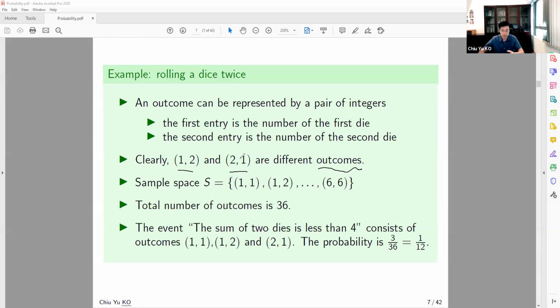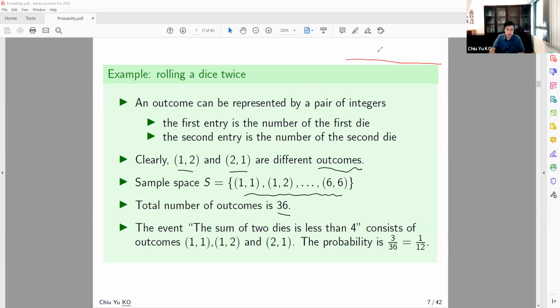Okay, so that's why when you record the outcome of a random experiment, that can be important. In this particular case, if you roll two dice, you would have 36 outcomes: 1,1; 1,2; 1,3, up to 6,6. Why 36? Because you can list them in a table.